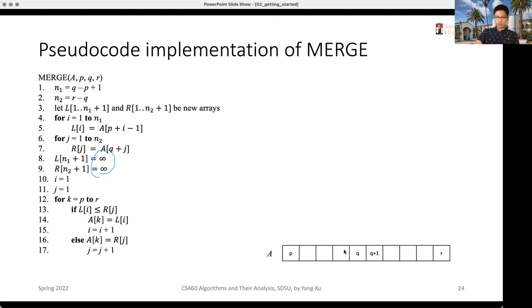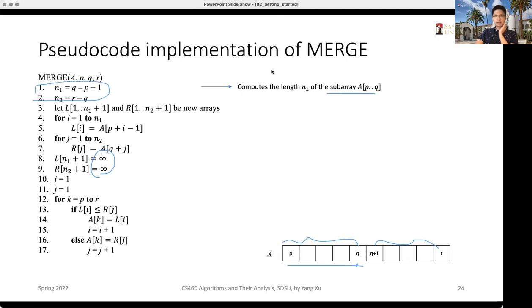Let's draw the input here. Assume that the input is an array from index P to index R, and we assume the two halves have already been sorted. The first line of code computes the length of the left subarray, which is from P to Q. Q is bigger than P, so Q minus P plus 1 is the number of elements in this subarray. For the right half, it will be R minus Q. So that is the length of the two halves.